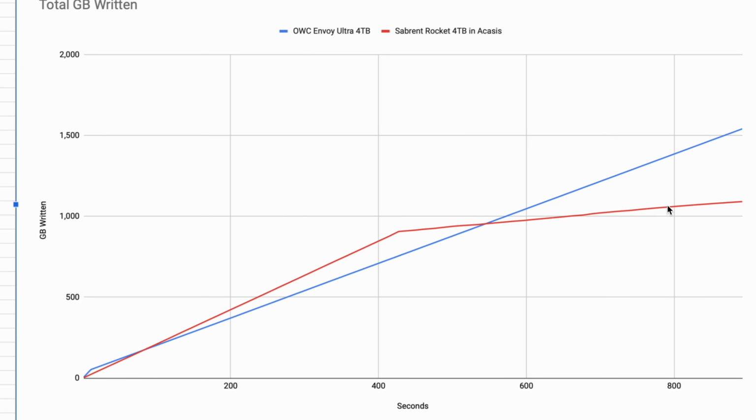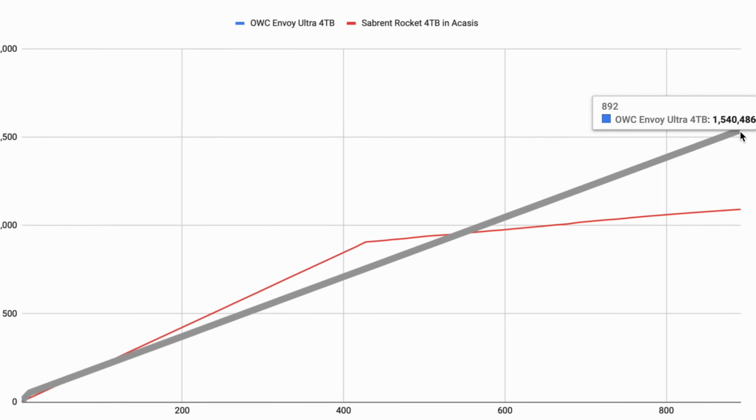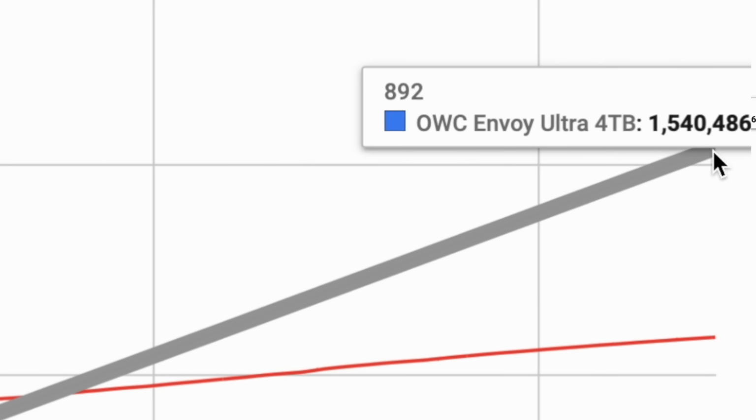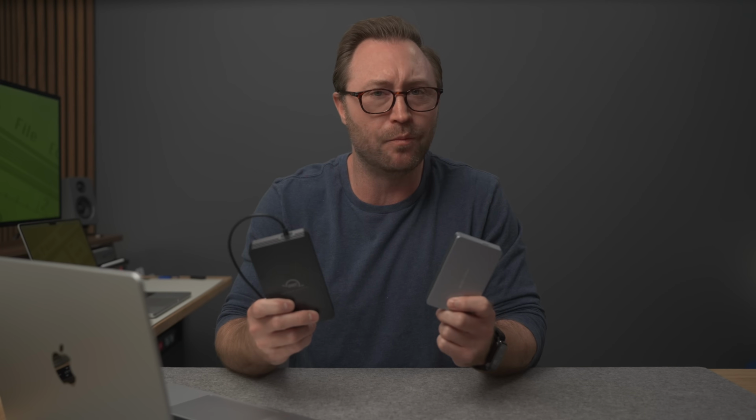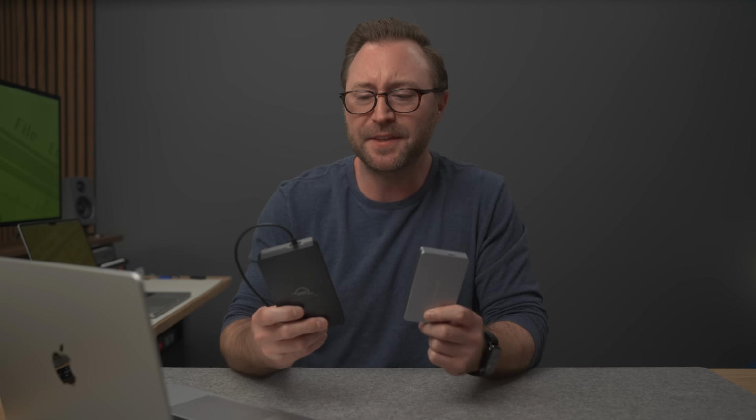But overall, at the end of the 15 minute test, the OWC Thunderbolt 5 ended up writing around 1.5 terabytes compared to 1.1 terabytes on the Sabrent. So this test is probably flawed in some way. So let me know down below what you think about it. But this gives me a general idea of how these two drives compare against each other.